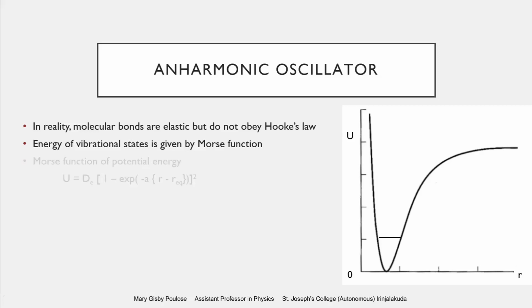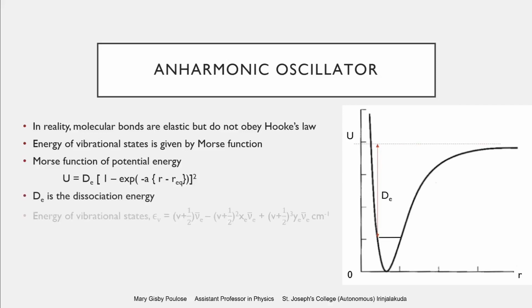So the Morse function of potential energy U is given as dE into 1 minus e raised to minus a of r minus r_eq, whole squared. Here dE is the dissociation energy, and from that the energy of the vibrational states eta V is calculated as V plus half nu E bar minus V plus half squared xe nu E bar plus V plus half the whole cube ye nu E bar centimeter inverse.